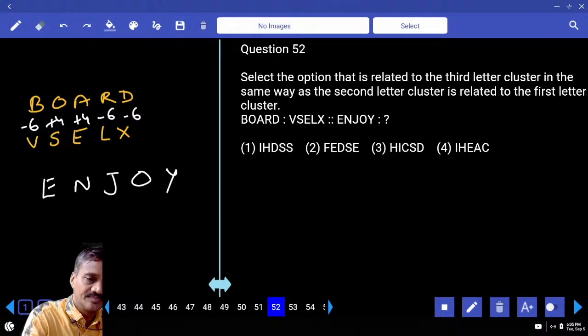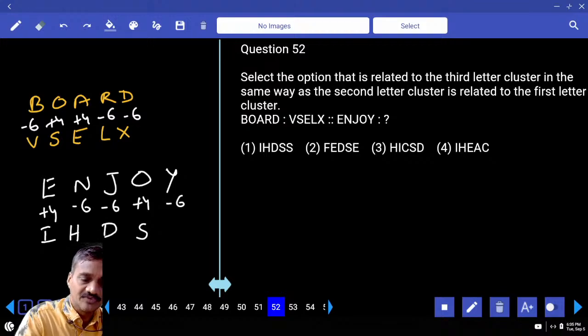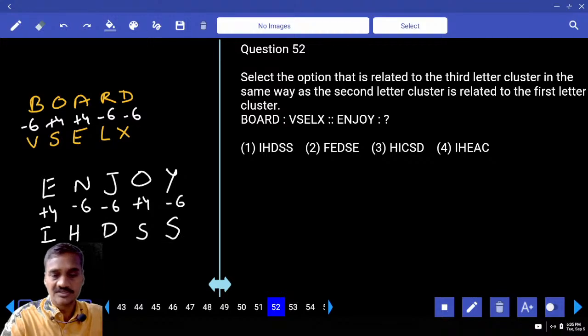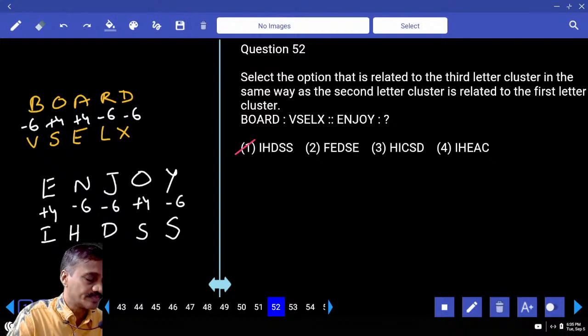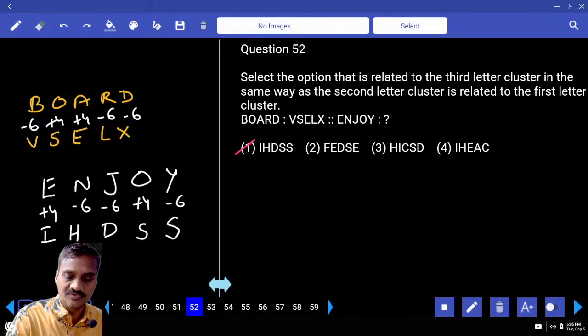Now in this ENJOY, E plus 4 is how much? E plus 4 is I. And O plus 4 is S. And the remaining minus 6, minus 6, minus 6. Now N minus 6, 14 minus 6 is 8. And 10 minus 6 is 4. 25 minus 6 is 19. IHDSS, choice 1, question number 52. Then next, coming to question number 53.